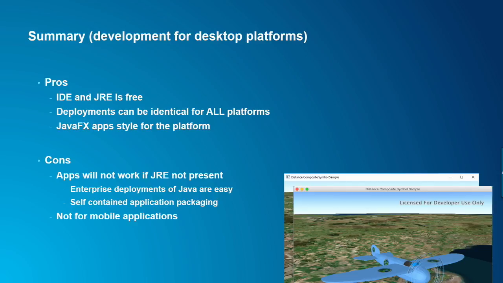There are enterprise deployments of Java that are very easy to do, so you can make sure that in your enterprise environment the JRE is there and up to date, you've got the latest version and all the security patches are applied. But you can also make applications with a self-contained JRE installation, so you can give an application that has the JRE embedded. This is a little bit like Minecraft, for example. That's how they deploy their application. The main thing I will say is that we're not around supporting mobile applications. So this is just for desktop for Java.